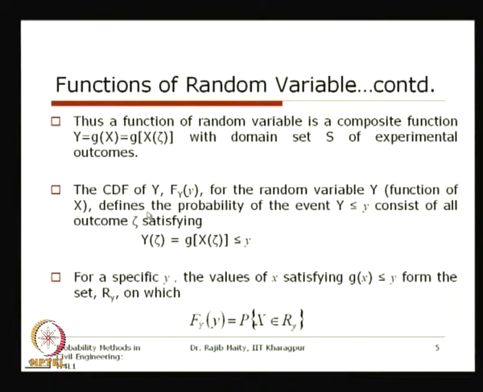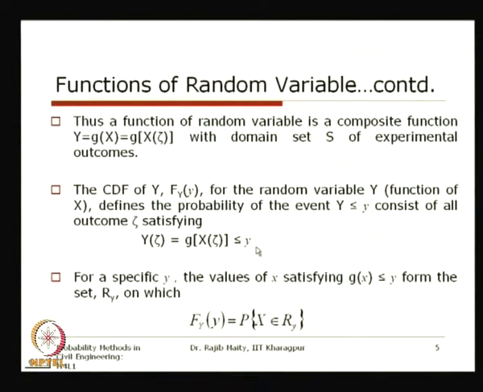So based on that, what we want to know is the cumulative distribution function of y, F_Y(y), for the random variable y, which is a function of x. It defines the probability of the event that Y is less than or equal to y. Here Y is a random variable and y is a specific value, so the event consists of all outcomes xi which satisfy the condition g(x xi) less than or equal to y. This concept is very important, to know which values we should classify into this event set.